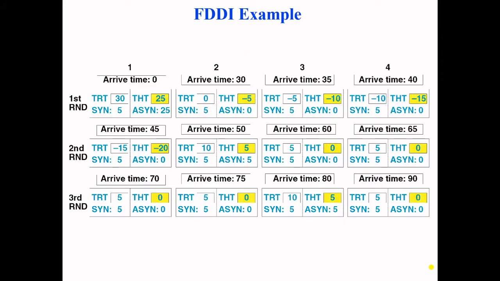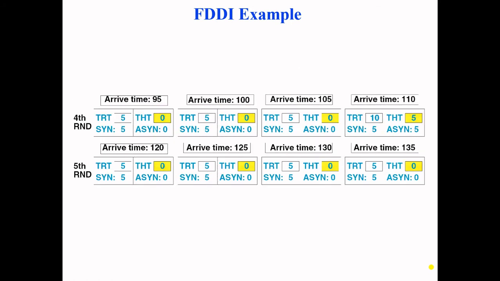This is the FDDI example, how the data is transmitted in FDDI. There are 3 rounds in this example: first round, second round and third round. There are different arrival times and synchronization bits. It is shown in this example. This is the 4th round and the 5th round, and there are different arrival times for the different rounds.